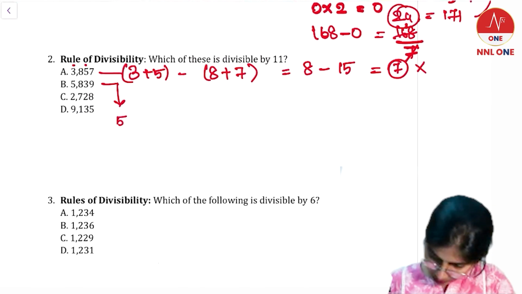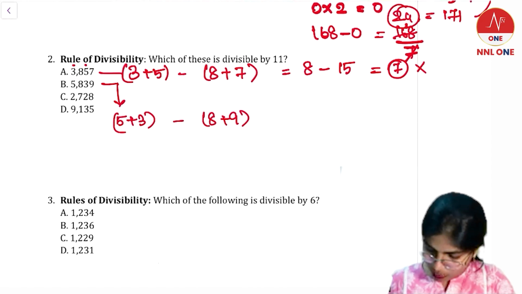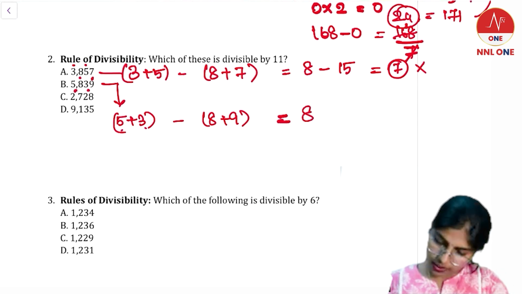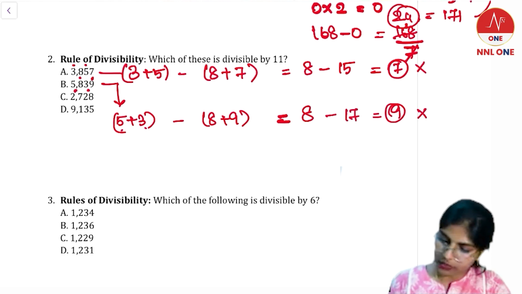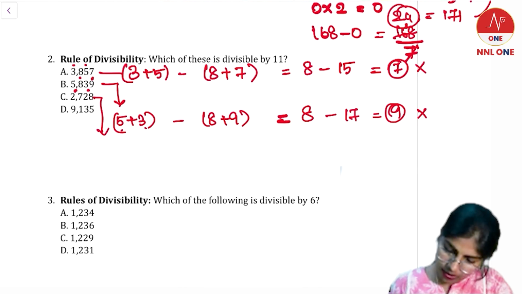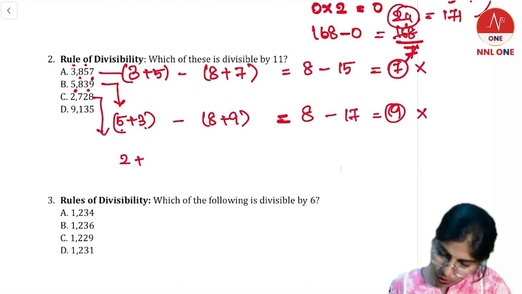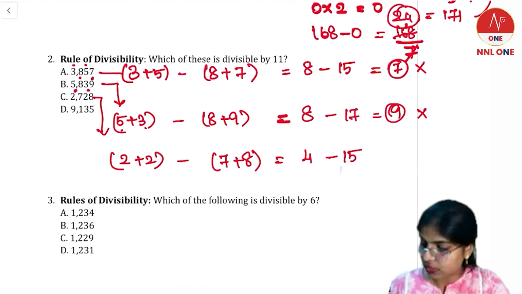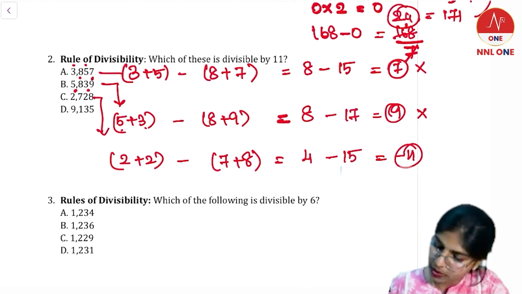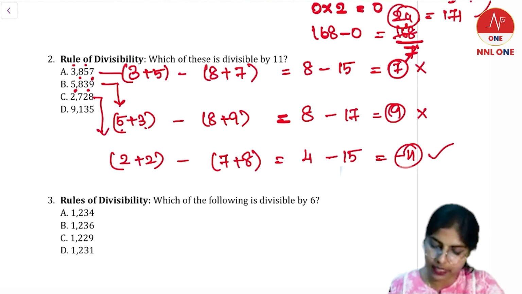Next, 5 plus 3 minus 8 plus 9. That is sum of digits in odd places minus sum of digits in even places. 5 plus 3 is 8 minus 17. The resultant answer is 9. 9 is not divisible by 11. Next, 2, 7, 2, 8. 2 plus 2 minus 7 plus 8. 2 plus 2 is 4. 7 plus 8 is 15. 4 minus 15 is minus 11. So it is divisible by 11. So the answer for the second sum is C.